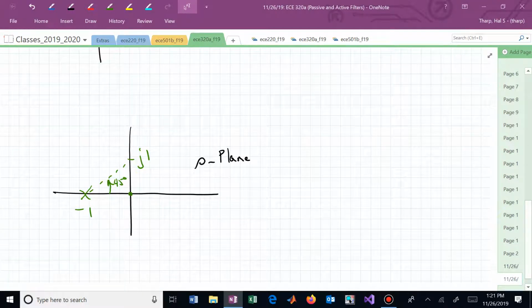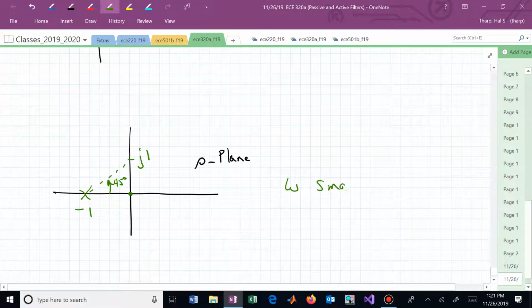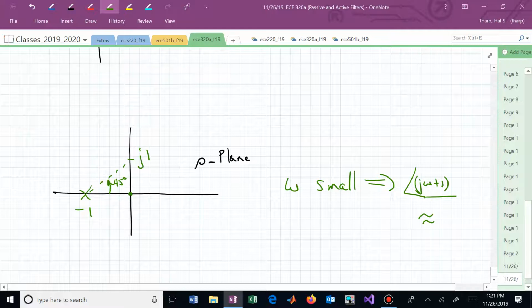Thank you. But we have a pole at -1, and now we are at j1, the break frequency, omega equal to 1, and what's the angle? I again measure it with respect to the positive real axis, and I now have to look through a 45-degree angle. If I was at low frequencies, let's say that's the dot there, then what's my angle when omega is small? What's the angle of 1?